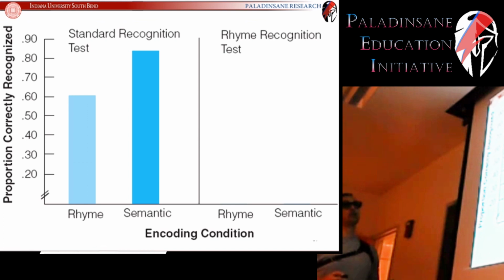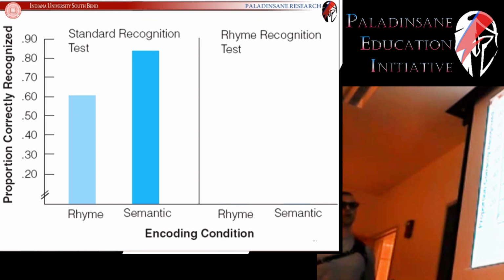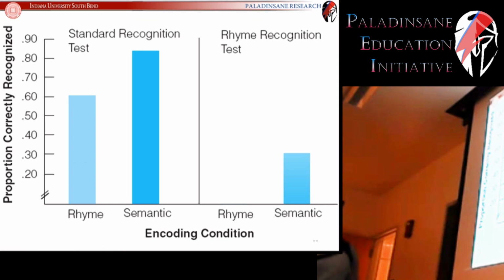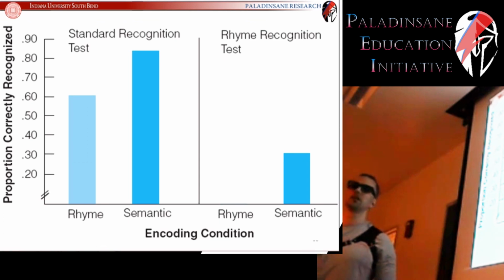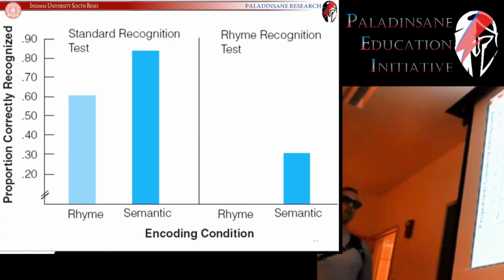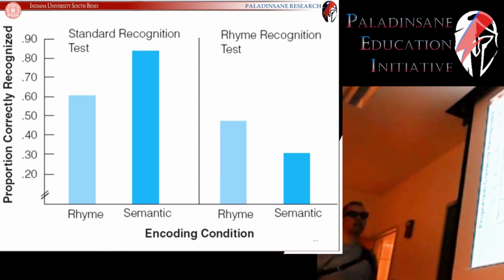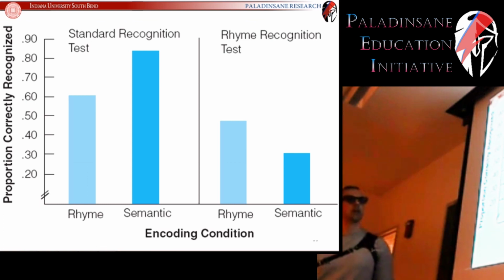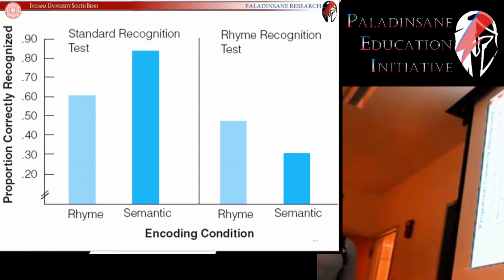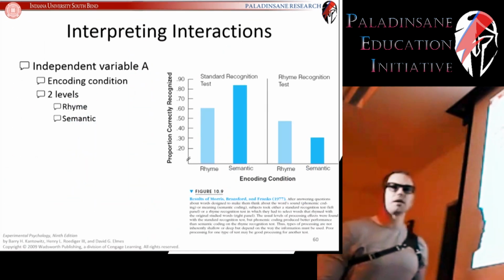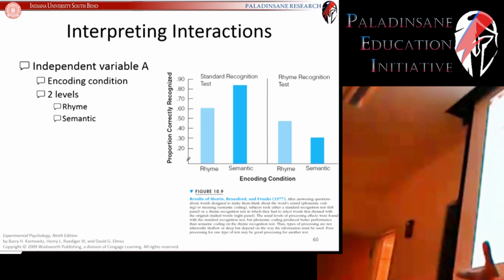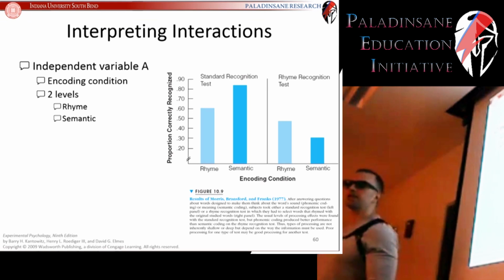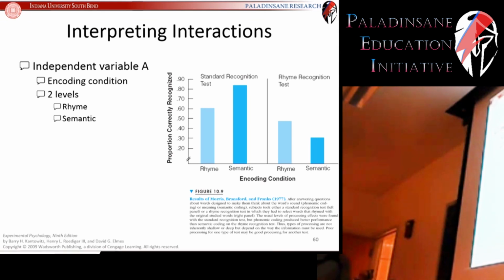But what about if you encoded it as a rhyme and then you were tested in a rhyming situation? Well, in that case, people that learned it semantically but then were tested in a rhyming situation did rather poorly. And people that learned it in a rhyming condition and then were tested in a rhyming condition actually did better in that situation. So these are the overall results that they have. Now we're going to break those down and see whether there were main effects, whether there were interactions, and what exactly is the story coming out of this data.